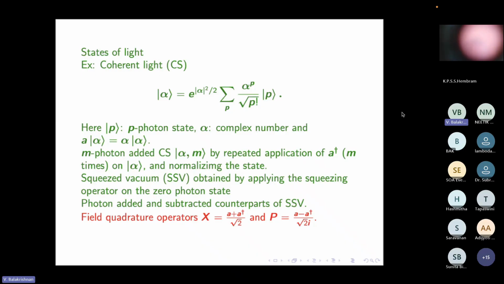The field quadrature operators, just to remind ourselves, it's a takeoff from the harmonic oscillator problem, and the field quadrature operators are (A plus A dagger) by root 2 and (A minus A dagger) by root 2i, analogous to the X and P operators.